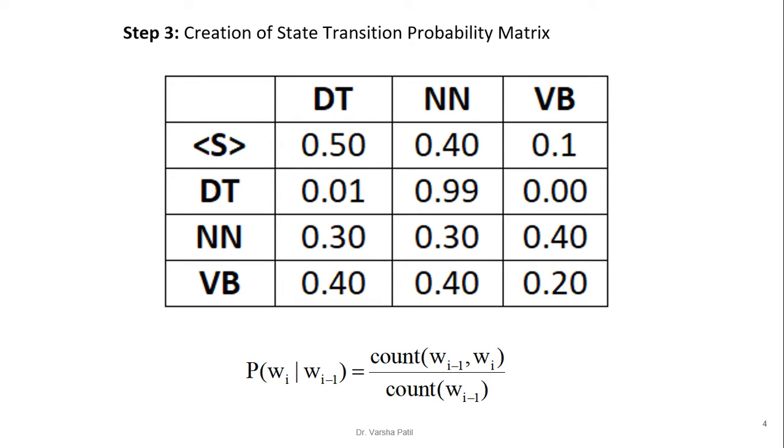Creation of the state transition probability matrix. So the states are determiner, noun and verb, and we have their transitions, and we need to consider this transition with the start symbol also. So this is the state transition matrix that is given.